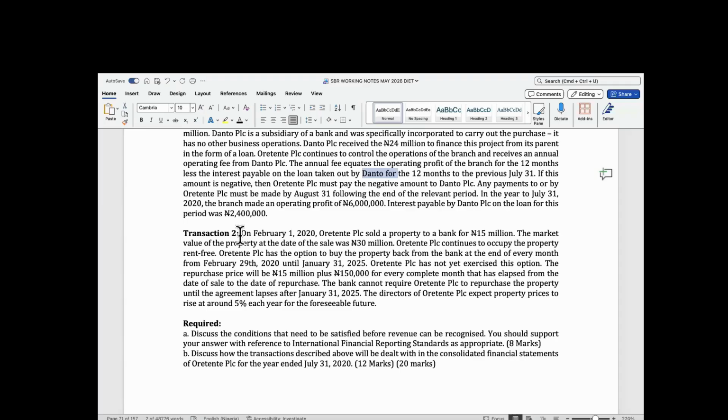It says on February 1st, 2020, Authentic PLC sold the property to a bank for 15 million. So you guys should listen to this. I need one of you to attend to this. On February 1st, 2020, Authentic sold the property to a bank for 15 million. The market value of the property at the date of the sale was 30 million.